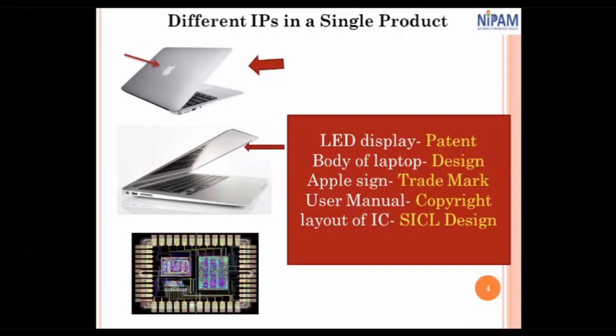Then the Apple sign, the half-eaten Apple logo, by which we identify a laptop and differentiate an Apple laptop from a Samsung or a Dell laptop, comes under the category of trademark. Then the user manual, in which the various instructions on how to operate the laptop are written, comes under the category of copyright. Then the layout of ICs, the way the transistors, capacitors, and various components are placed in the chips, comes under the category of SICLDs. So you can see we are getting all the IPs in a single product.